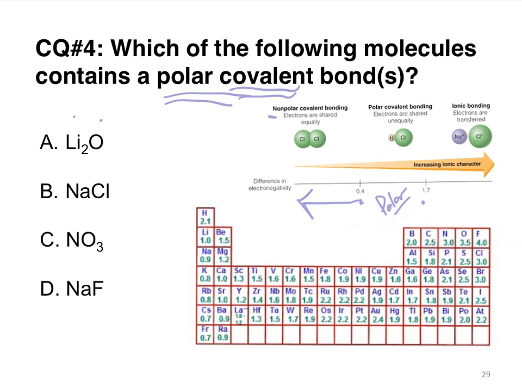If the difference is larger than 1.7, then we call it ionic, because now the difference is so large they don't share partial custody of those electrons. One takes it and the other one gives it. All right. So this is ionic.